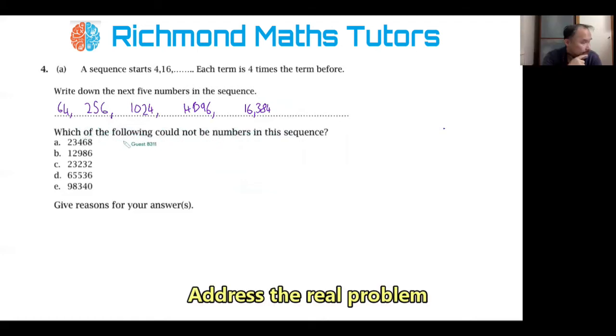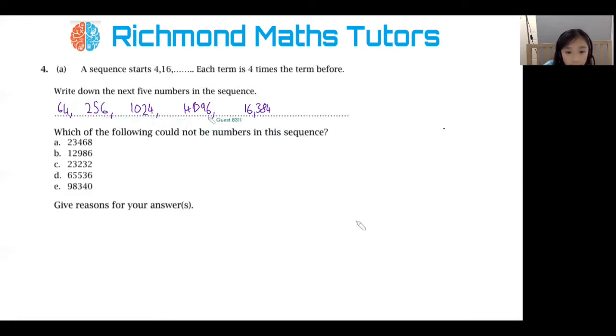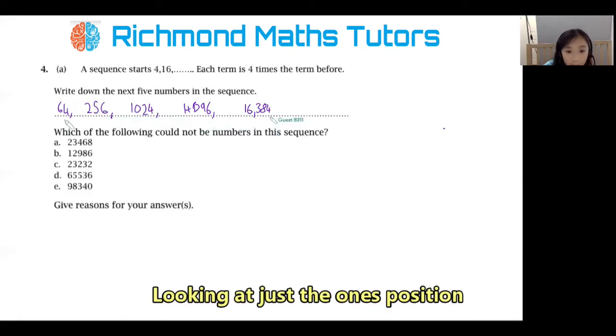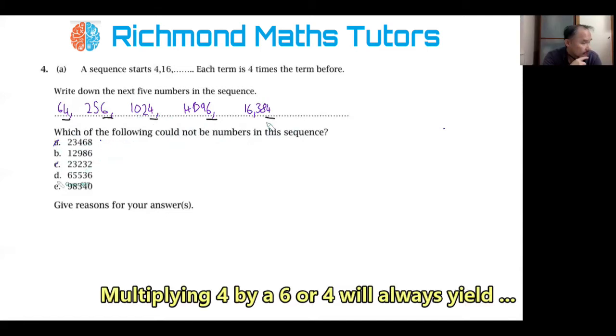And then which of the following could not be numbers in this sequence? Well, we can see it goes 4, 6, 4, 6, 4. Which means it can't be this one, nor this one, or this one, because it doesn't end in a 4 or 6, which just keeps these 2.